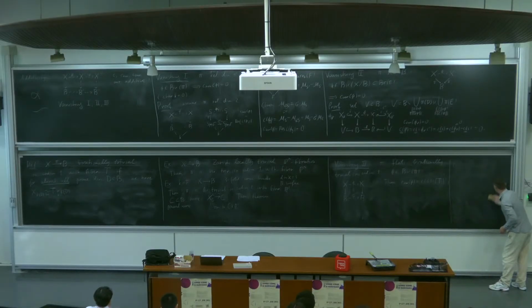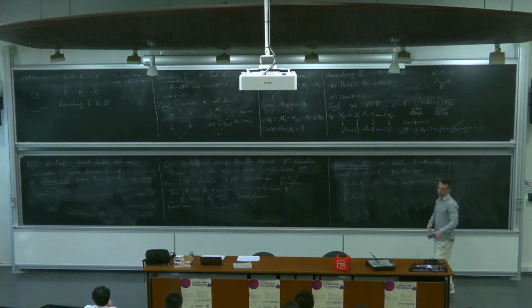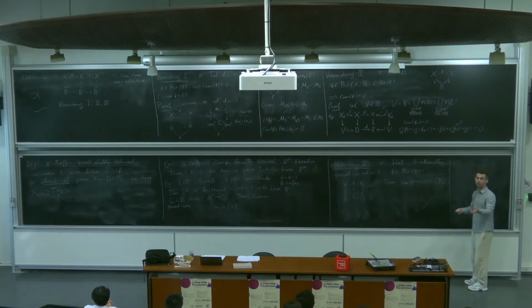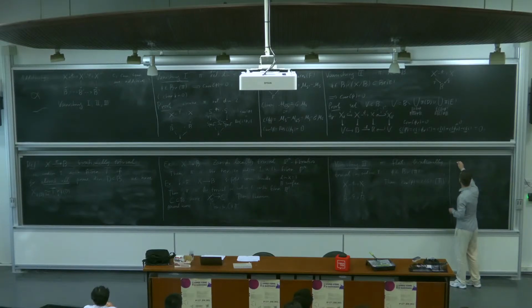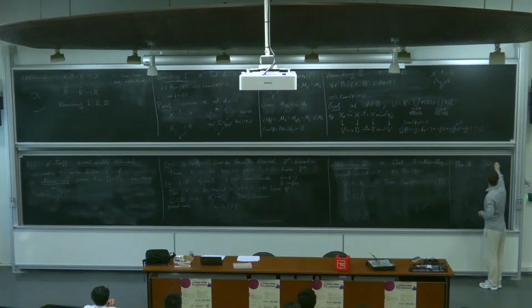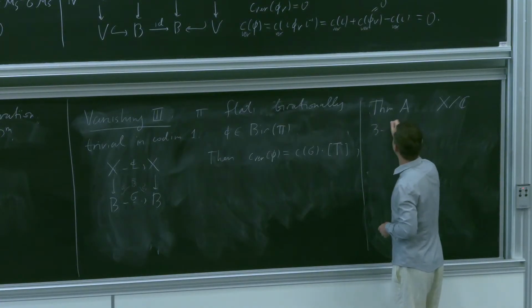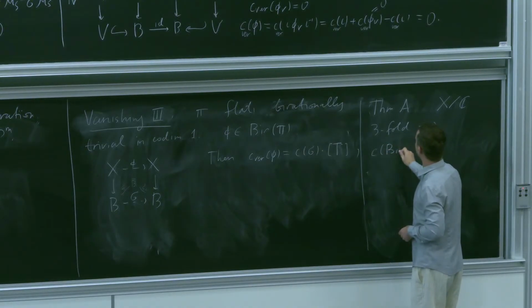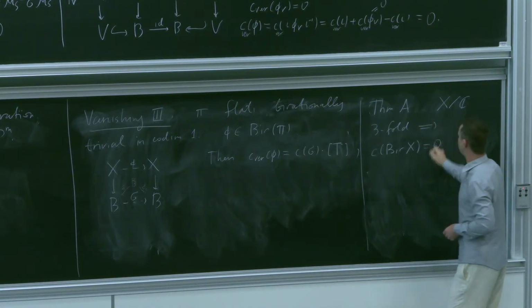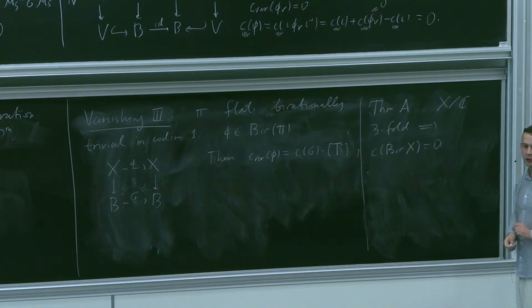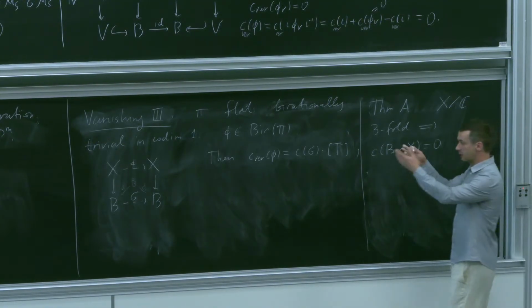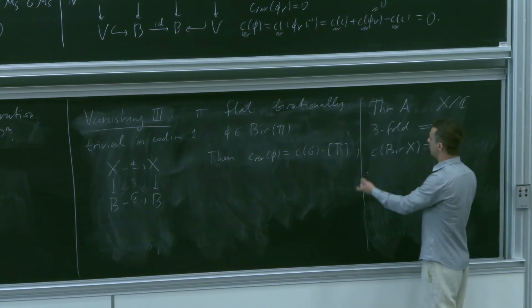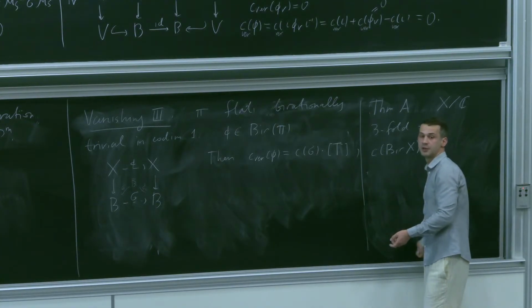So maybe in the last 10 minutes, I'll use this to finish the proof of a theorem from yesterday. Yesterday was this theorem A, which was saying that if X over C is a threefold, any threefold, then the Motivic invariants of birational self-maps are trivial. And we did check the rationally connected case. And now I explain how we can check the other cases and what the other cases are.